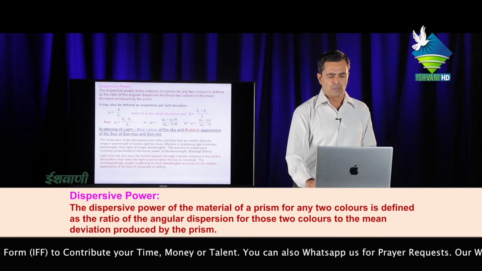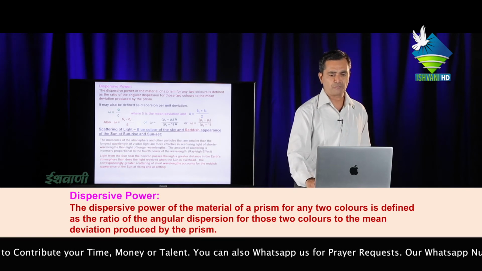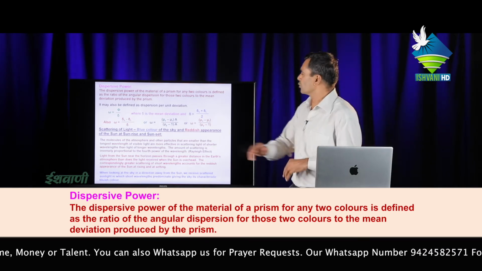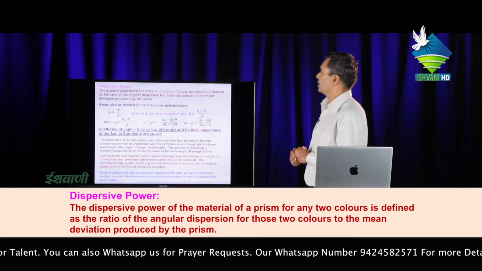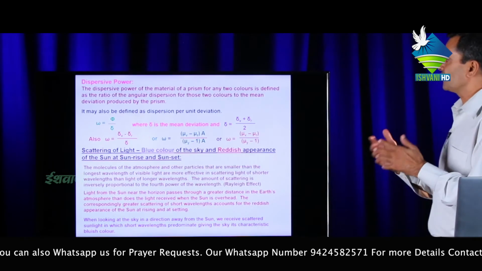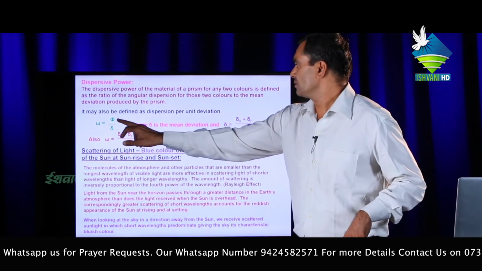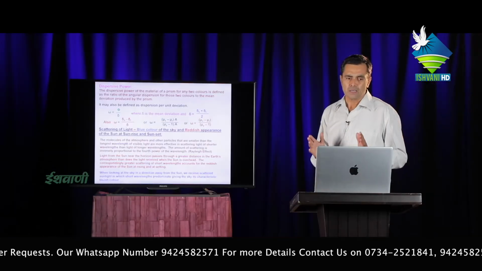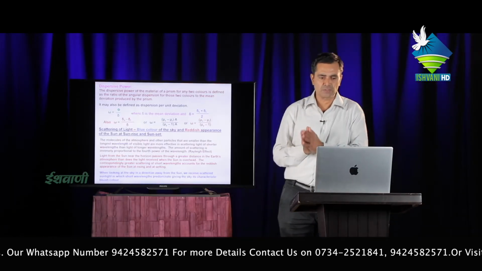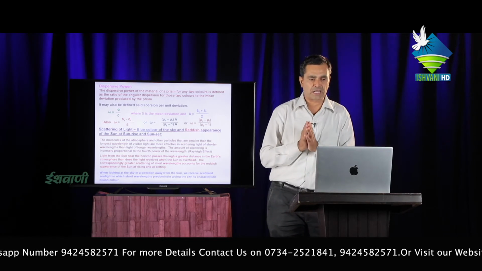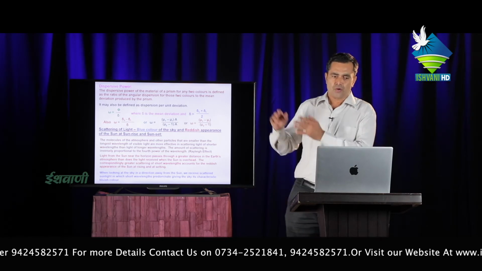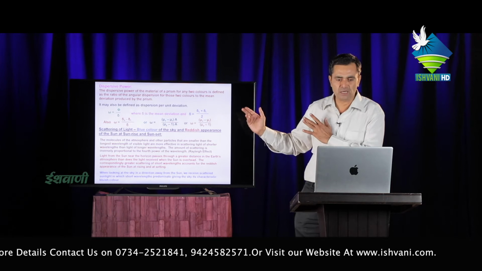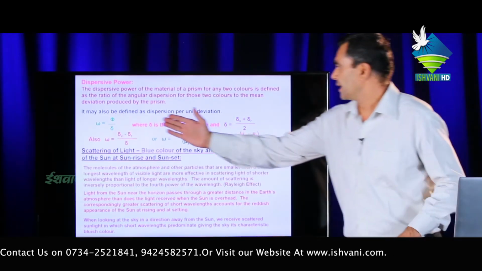Dispersive power of any material of prism for any two colors is defined as the ratio of angular dispersion to the angle of deviation, right? Means we can say dispersion per unit deviation is called dispersive power. That is, the dispersive power of any material of prism for any two colors is defined as the ratio of angular dispersion for those two colors to the mean deviation produced by the prism. It is written by this equation.